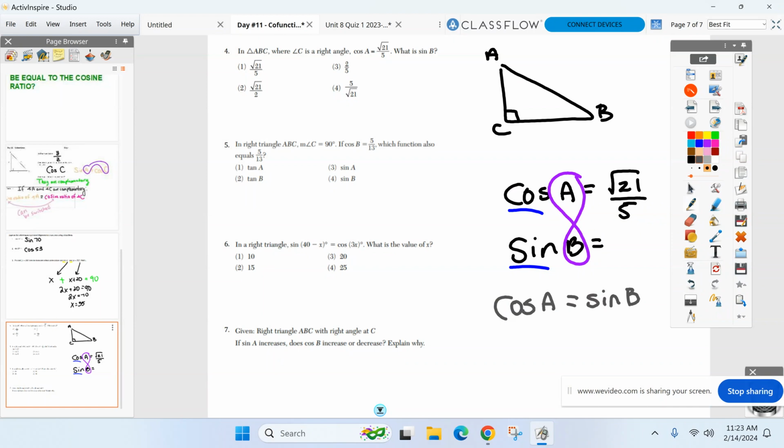So does this make this a pretty quick problem? What's sine of B have to be equal to then? Radical 21 over 5. If the angles add to 90, the ratios are equal. So that's how I know they have the same ratio. Radical 21 over 5. How are we doing? Any questions? Try the next one on your own. See what you can do there. See which other one has a ratio of 5 over 13.